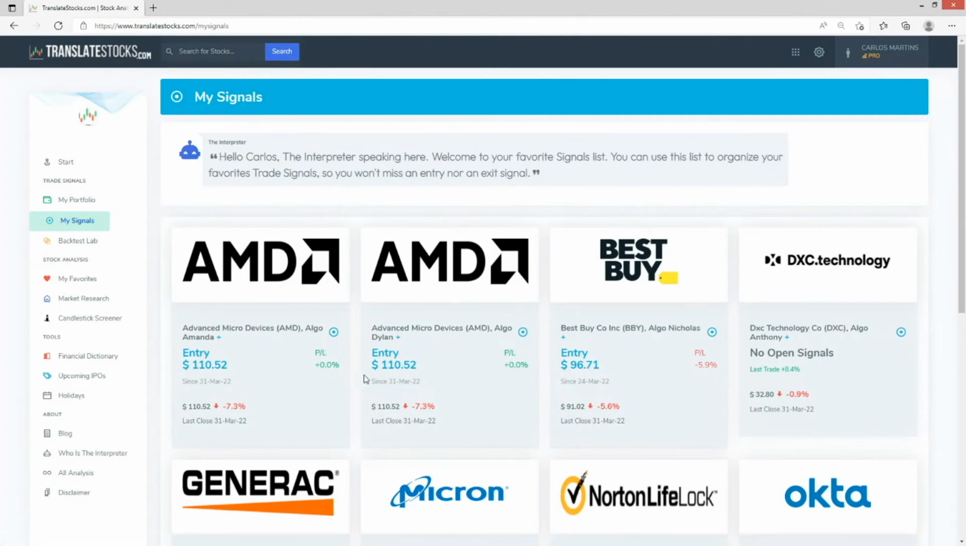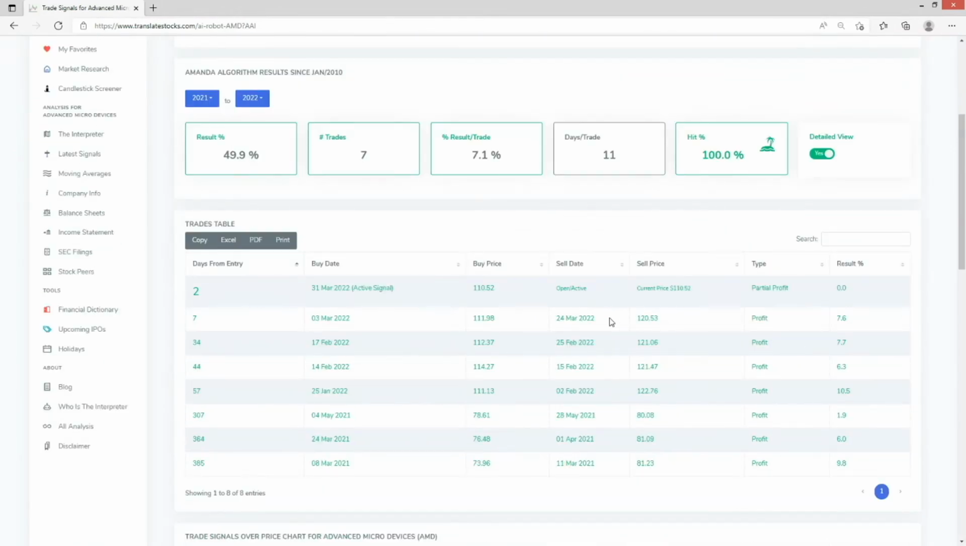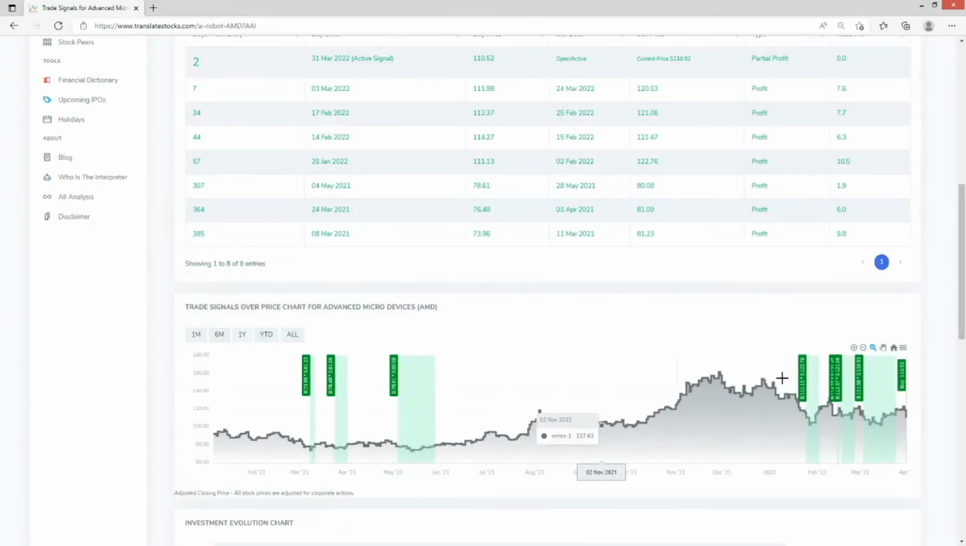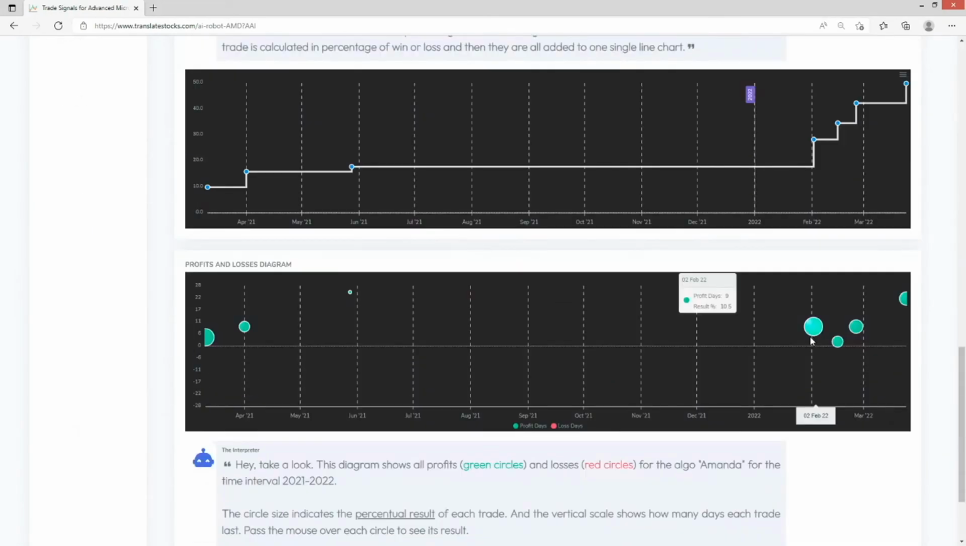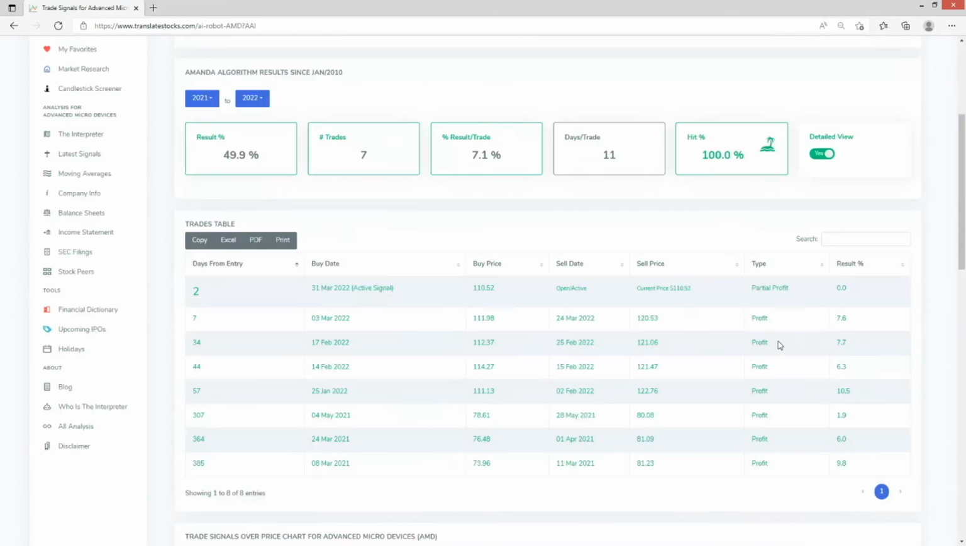And these 2 algos may or may not exit the trade the same day as each other. They might give us different sell signals. And of course, we can click here to see the history between Amanda and AMD in more detail. So the second one is a trade we had recently begun following on the 3rd of March, giving us a 7.6% gain when it closed. And now today, Amanda has signaled another buy opportunity for us. And then we can see all of the history between Amanda and AMD as we did for Dylan.